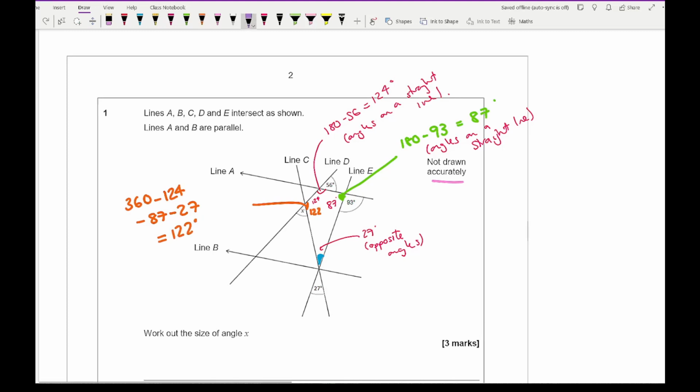So then to work out x, which is on a straight line to the angle I've just found, it's going to be 180 minus 122, which equals 58 degrees. So x equals 58 degrees.